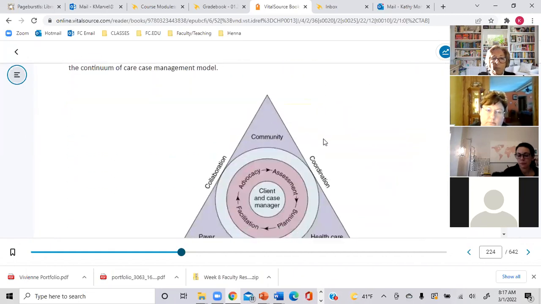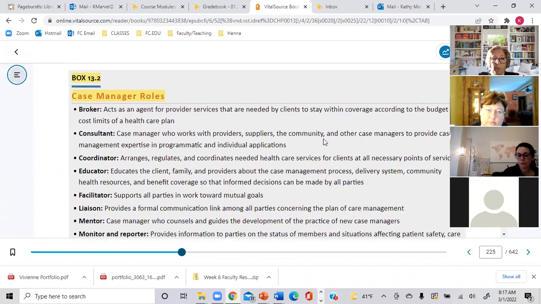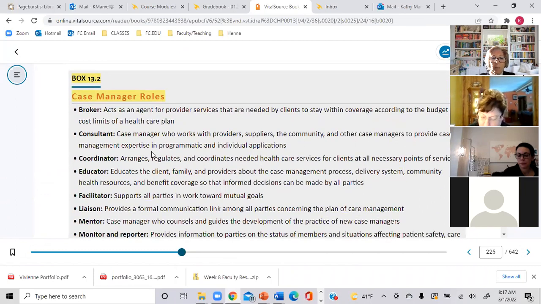Excellent, excellent box. And here's box 13.2. Again, nothing to memorize, but look at all the roles.